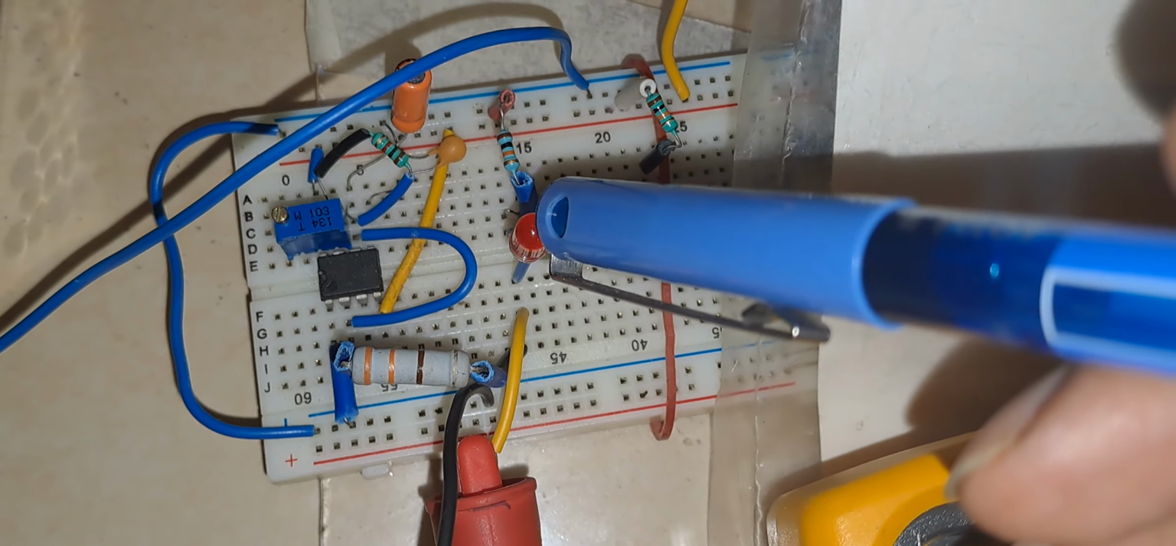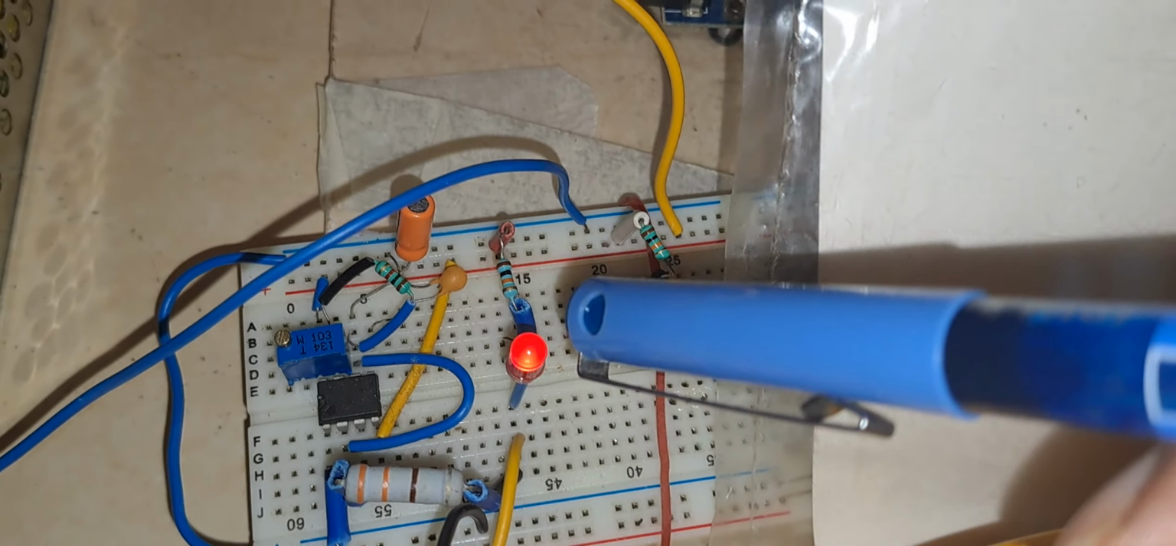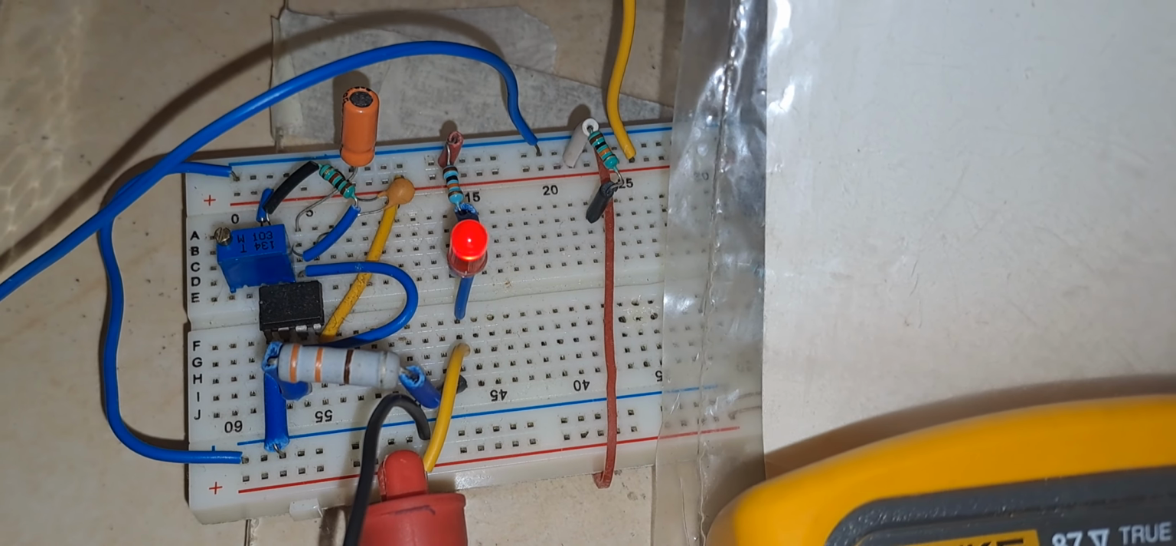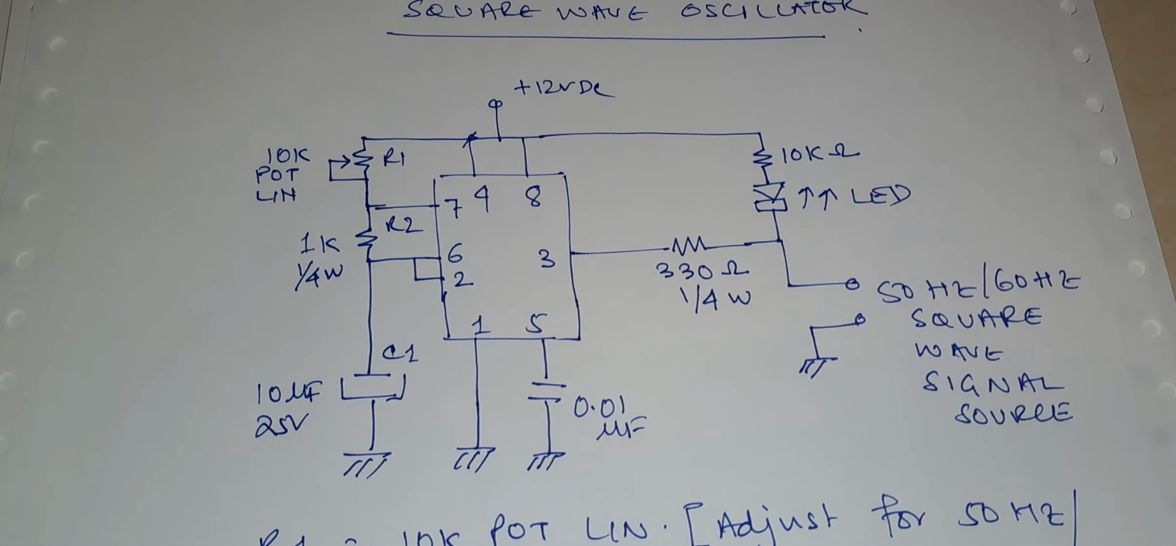This is the output LED. This is confirming the presence of the output signal. So this is how the circuit looks like. So this is the circuit diagram of the oscillator.